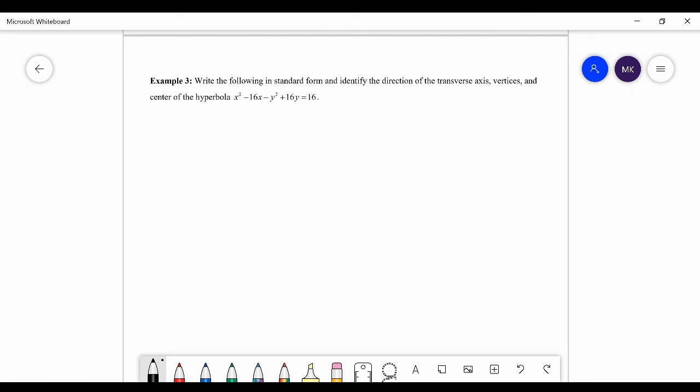Now, what if you get a problem that's not written in this standard form, x minus h squared over a squared minus y minus k squared over b squared equals 1? What if you're given something that looks like this? Well, you have to do a couple things. One of the things we have to do is complete the square.